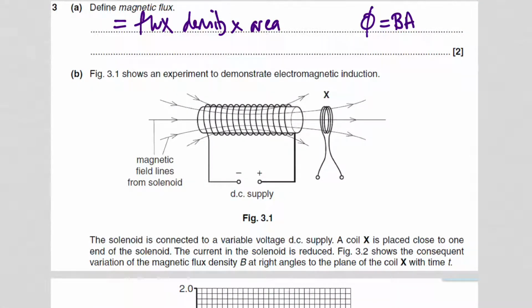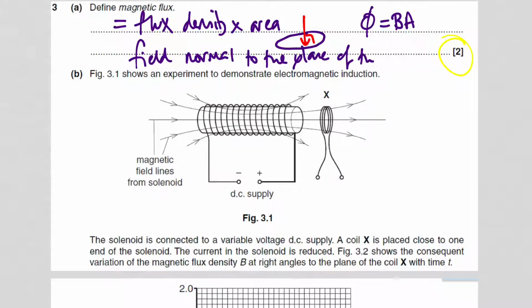You will notice, however, that this is out of 2 marks, and for the second mark, what they're looking for is the idea that the magnetic field is normal to the plane of the area. So if our plane is there, then the field lines are all at right angles. So you just had to make a statement that the field is along the normal to the plane of the area.